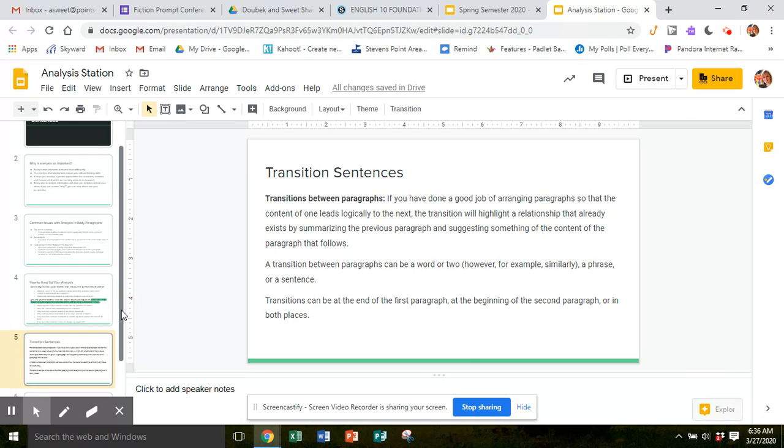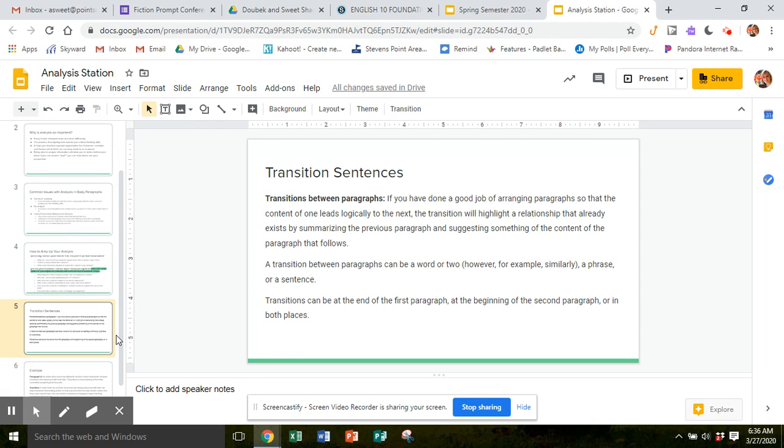After that piece of the presentation, you'll see that there's transition sentences. So we're focusing primarily on the transitions between paragraphs. And this explains what transitions between paragraphs look like, how they should go. So you want to make sure that you have words and phrases that help transition from your first paragraph to your second paragraph, from your second to your third, from your third to your fourth, and so on.